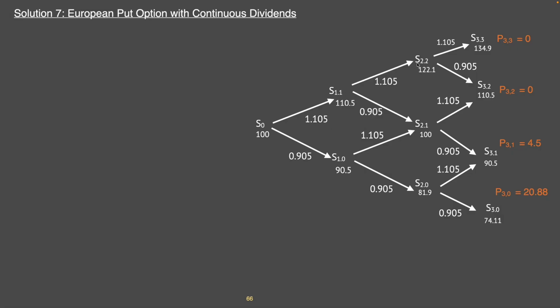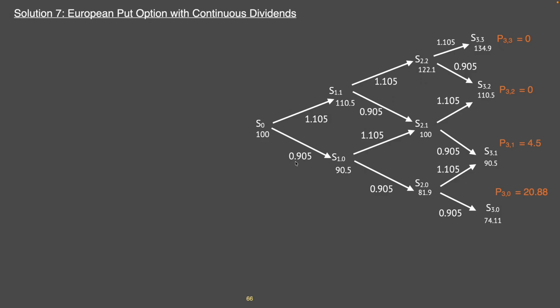And the S22 node, how do you get? You multiply 100 two times with 1.105, that is 100 into 1.105 into 1.105, you get 122.1. And finally, S33, how are you going to get? You are going to multiply 122.1 with 1.105 to get the value of S33 as 134.9. So in order to get S33, you multiply 100 with 1.105 three times, 1, 2 and 3, to get 134.9.